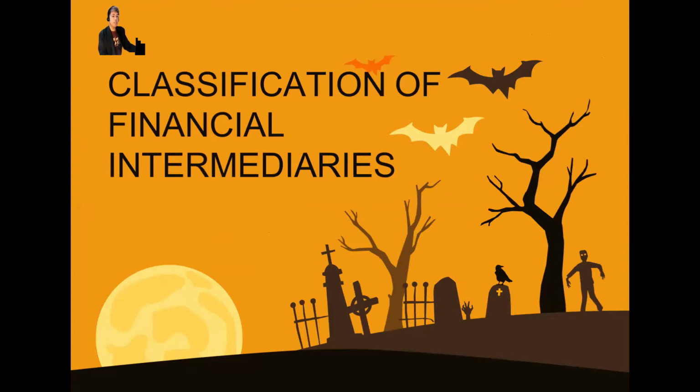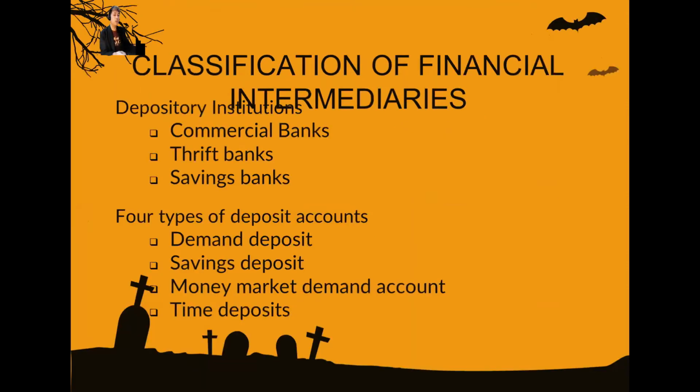Classification of financial intermediaries. So ano to? Yun, palagi natin pinag-uusapan kanina, banks, no? So depository institutions. So these are the firms that accept cash deposits from individuals, companies, and entities. Now there are three basic types of depository institutions. Number one, commercial banks. Commercial banks, generally, these are banks catering for different type of needs, no?